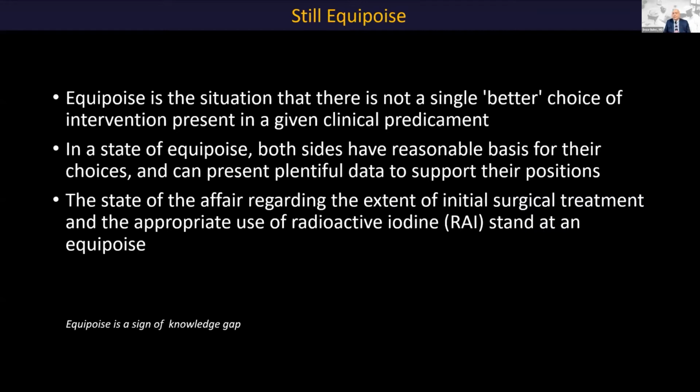Equipoise is a situation in which there is not a single better choice of intervention in a given clinical predicament. Essentially, everybody with different opinions has good reasons to believe what they believe is right, and there is really not a single right answer. In a state of equipoise, both sides have a reasonable basis for their choices and can present plentiful data to support their positions. Again, the state of affairs regarding the extent of initial surgical treatment and appropriate use of radioactive iodine stands at an equipoise. Equipoise is a sign of a knowledge gap.